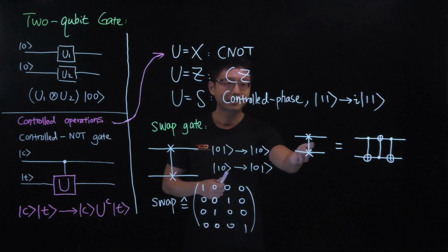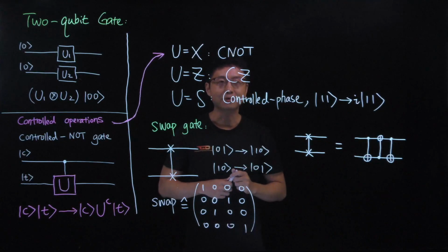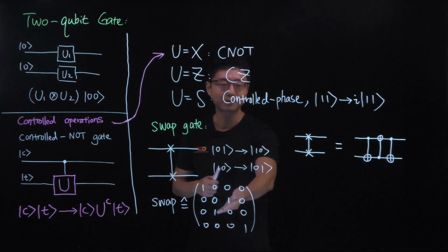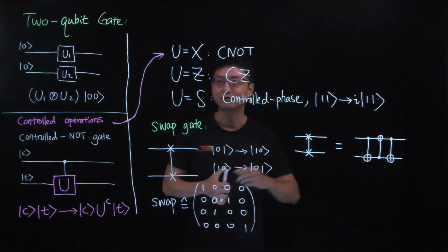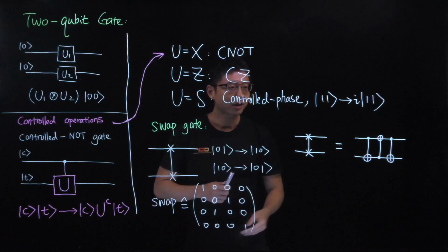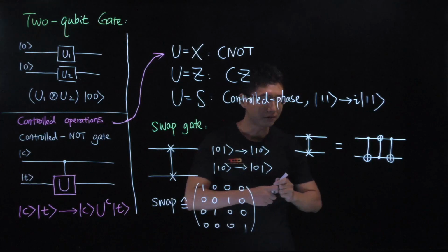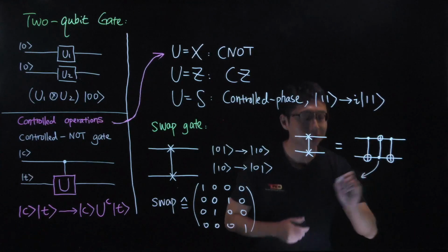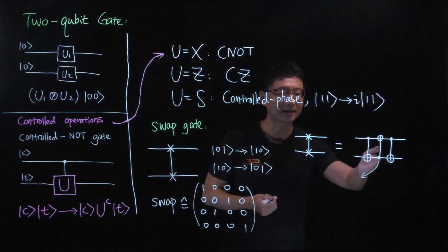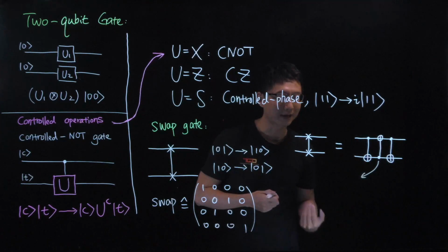As an exercise, you can verify that they are indeed the same, perhaps by using the matrix representation of the swap gate and the matrix representation for the CNOT gate. So we have already talked about the matrix representation for the CNOT gate, where the first line is the control. How about the matrix representation for the CNOT gate, where the roles of the target and control are interchanged?